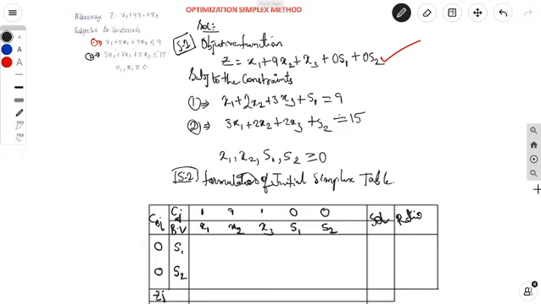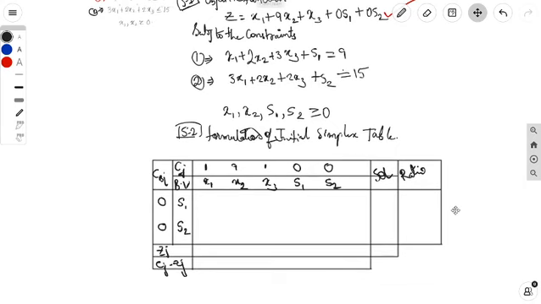Till now, have you got this? Now what we need to do is fill the remaining table. How to fill the remaining table? This line belongs to constraint 1, and this line belongs to constraint 2. So in constraint 1, fill in those values. What are the values here?